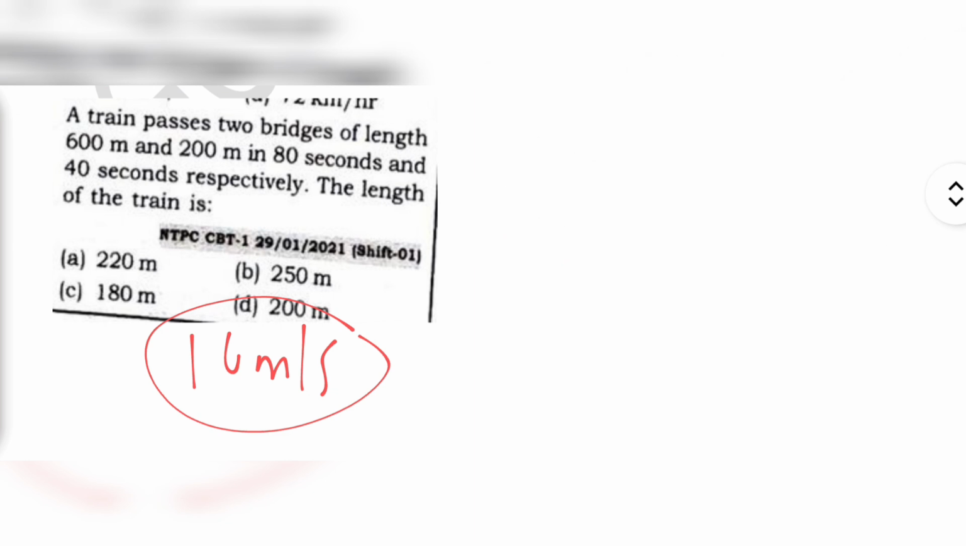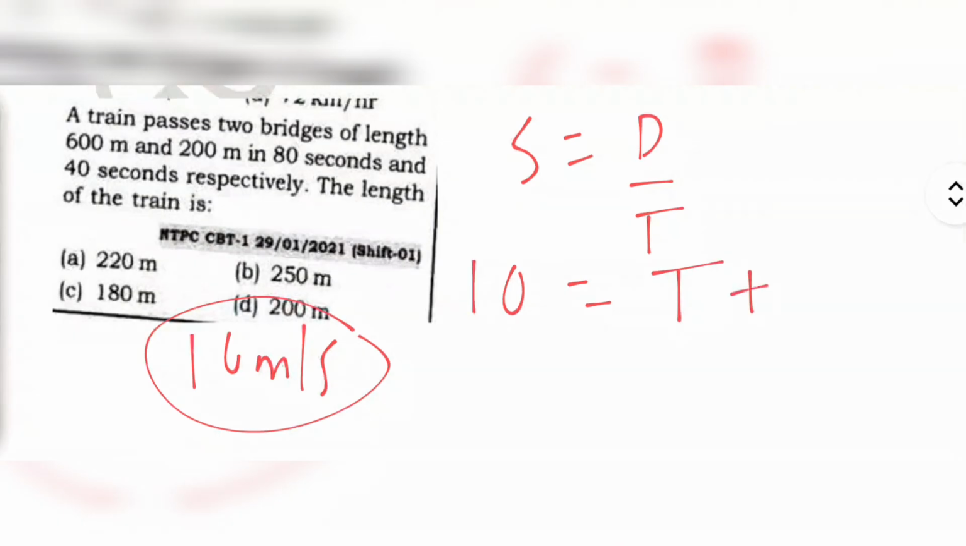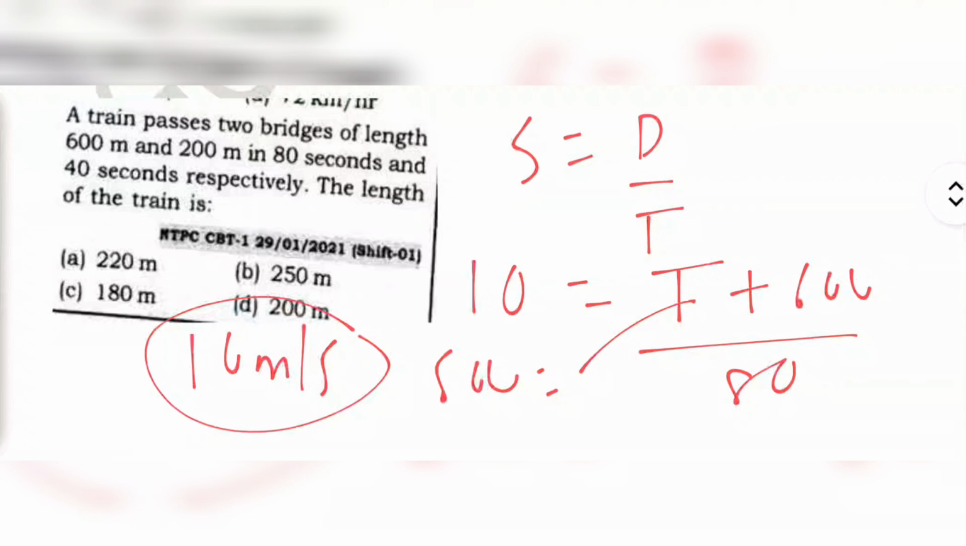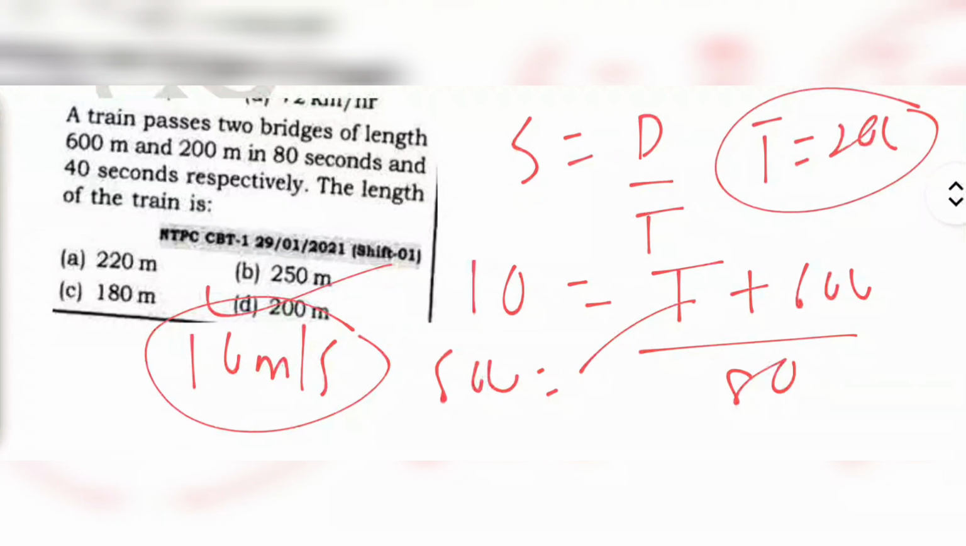And we know that a train passes two bridges, one of length 600 meters and one of 200 meters. We can substitute in any of them. Speed is nothing but distance upon time. Speed is 10 meters per second. Your distance is nothing but train length plus 600 upon 80. So your 800 is nothing but this t plus 600. Your t is nothing but 200 meters. So your option D is the correct answer.